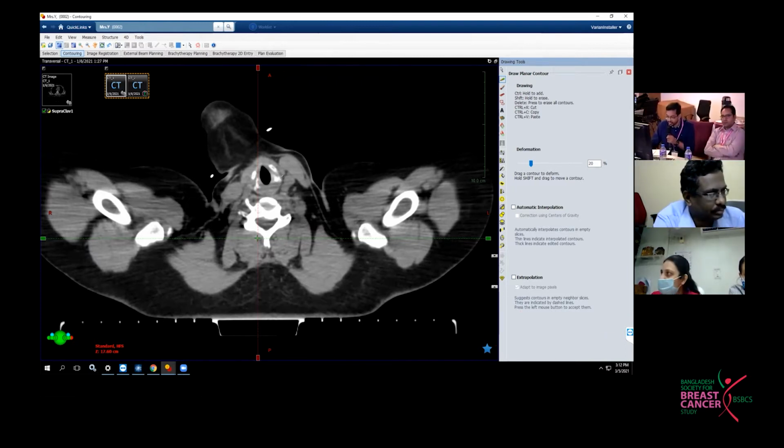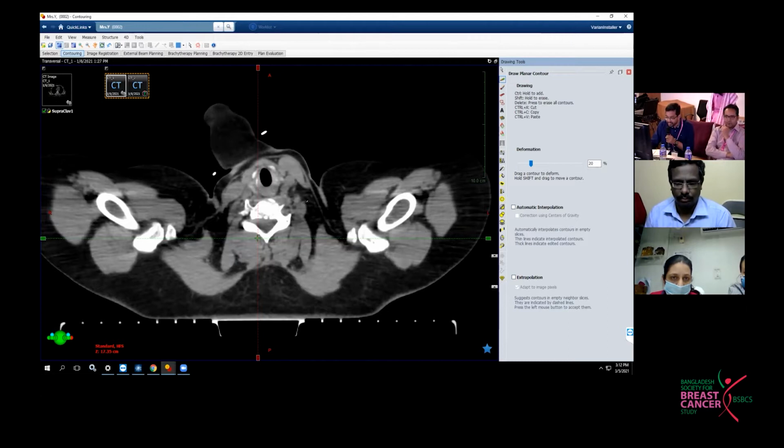The superior border will be from this. The anterior border is the most anterior portion of the sternocleidomastoid muscle. This is the sternocleidomastoid muscle. And the posterior border will be the anterior aspect of the scalenus muscle. Here is the scalenus muscle. It is the anterior border. And the medial border will be the medial edge of the carotid artery. Here, this is the carotid artery. And the lateral border will be the sternocleidomastoid muscle cranially.